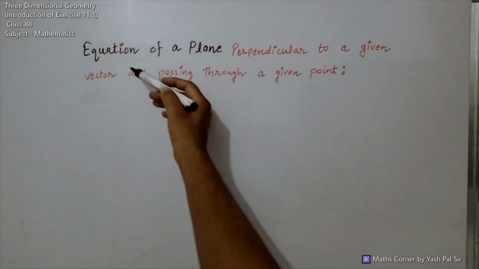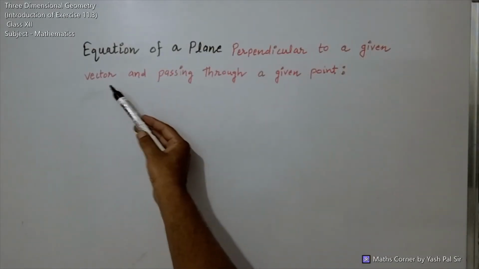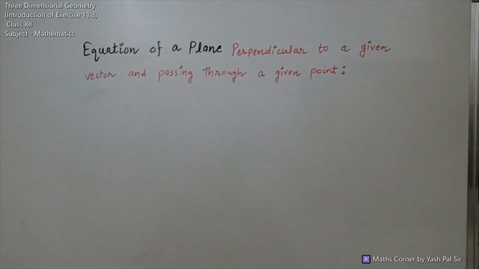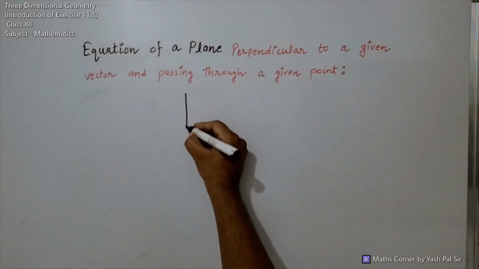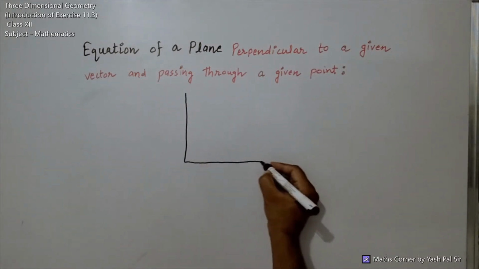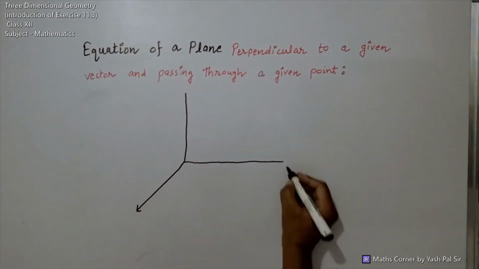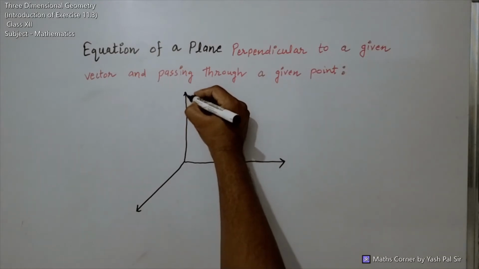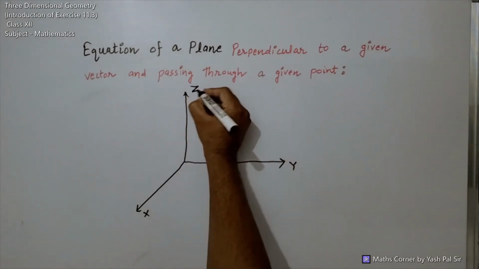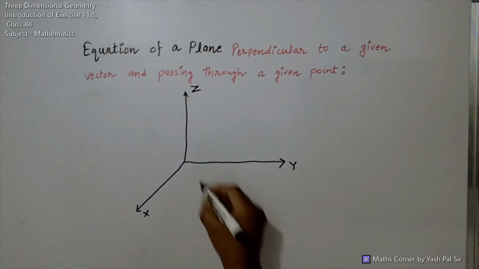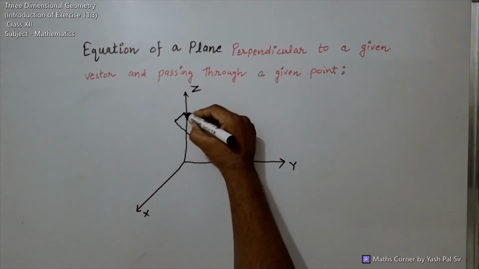Now we shall discuss the equation of a plane perpendicular to a given vector and passing through a given point. Right? Again, here we suppose the coordinate system, three-dimensional space. We have the x-axis, y-axis and z-axis. Suppose we have the plane, this way I am drawing one plane.